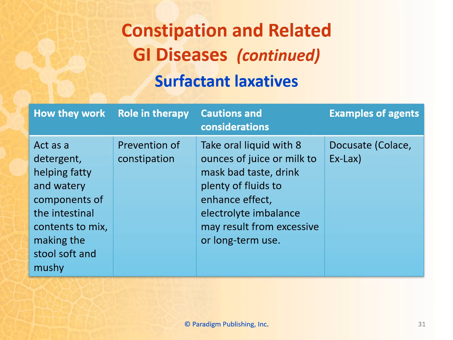Surfactant laxatives, for example Colace or X-Lax, are also available over the counter, but they need to be used with caution. They act as a detergent, helping the fatty and watery components of the intestinal contents to mix, making the stool soft and mushy and easier to pass. They prevent constipation, so if you're on a regimen of an opiate medication that is known to cause constipation, a lot of times your physician will also prescribe Colace or X-Lax as a daily supplement to take with that, just to prevent that constipation.